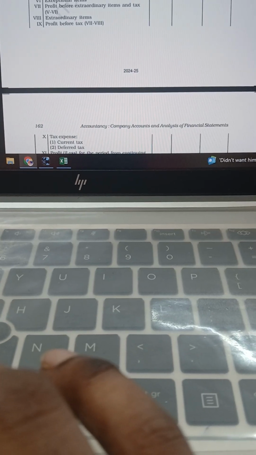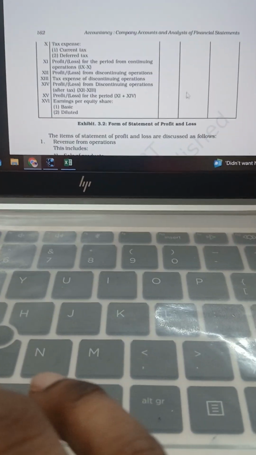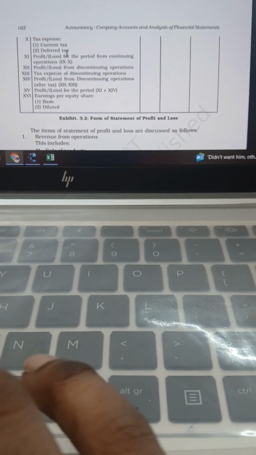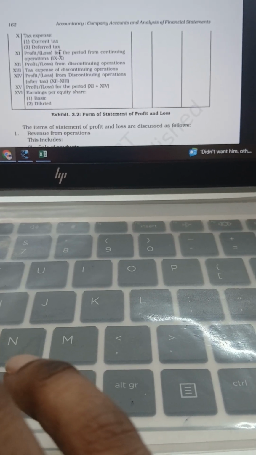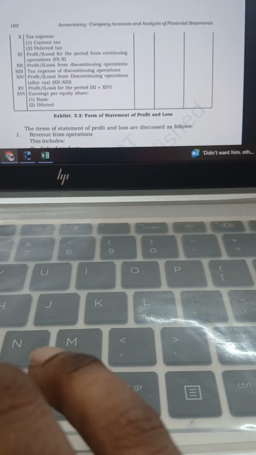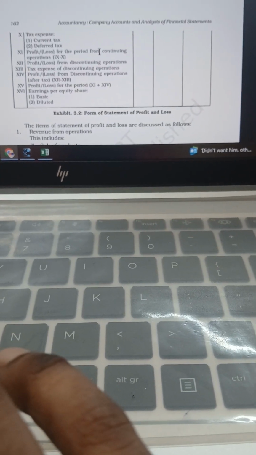Then tax expense: current tax and also the deferred tax are to be shown here. Then profit or loss for the period from continuing operations, that is profit before tax minus tax expense.